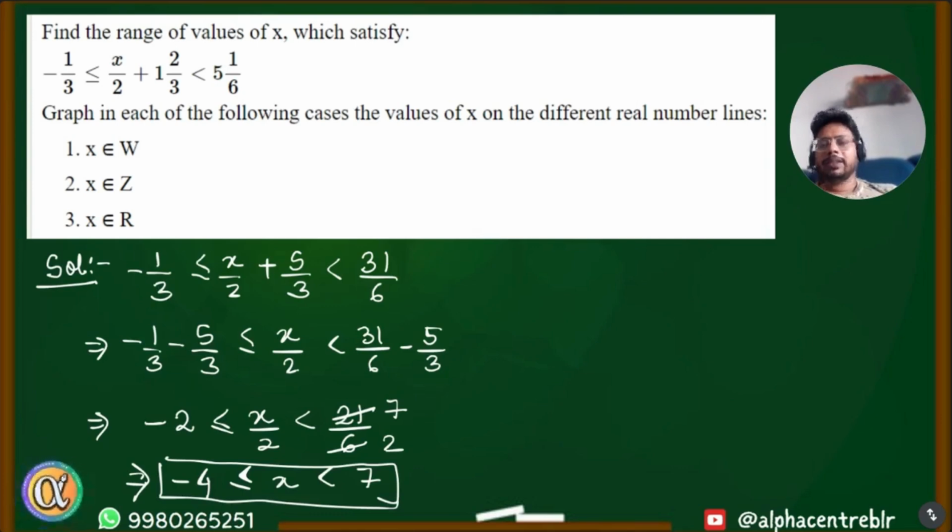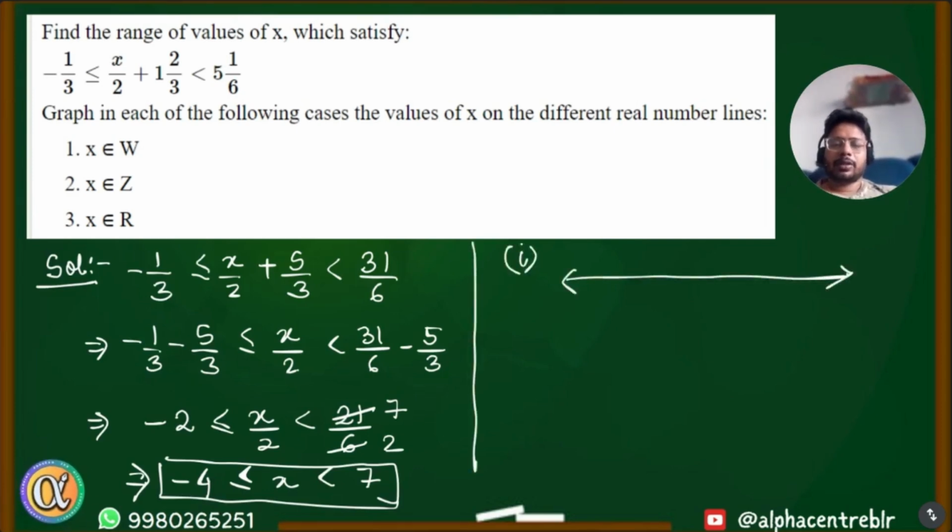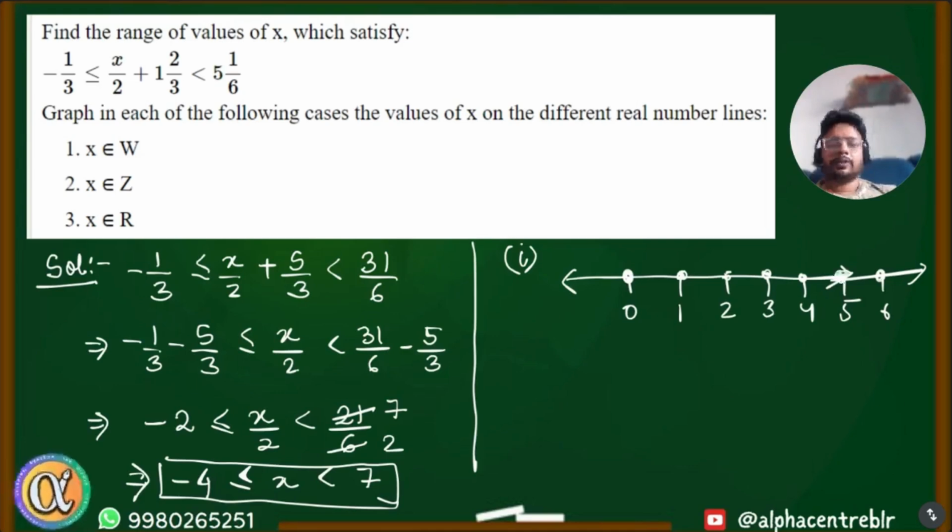Now we need to represent this solution on a number line for 3 specific cases. First, where x belongs to whole numbers. So the whole numbers between minus 4 and 7 are what? 0, 1, 2, 3, 4, 5, and 6. And we darken each of these points. Okay, that's the final solution. So this is for x belonging to whole numbers.